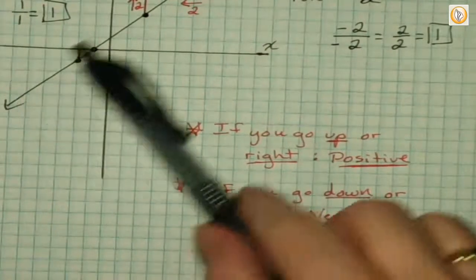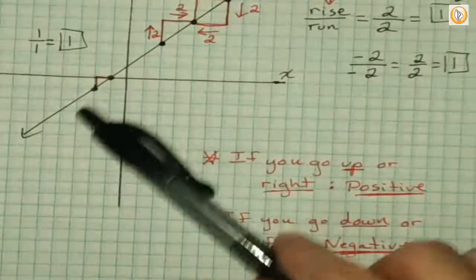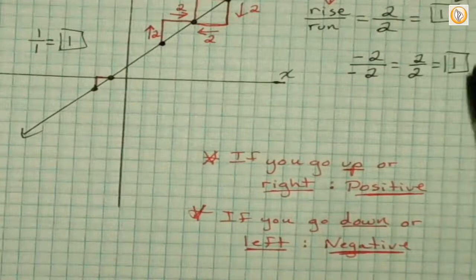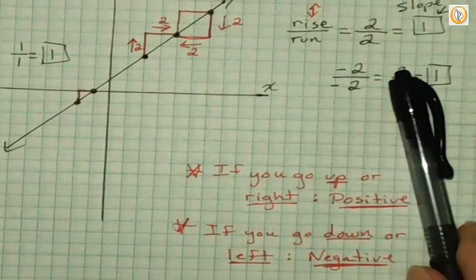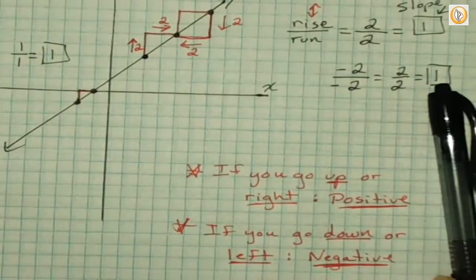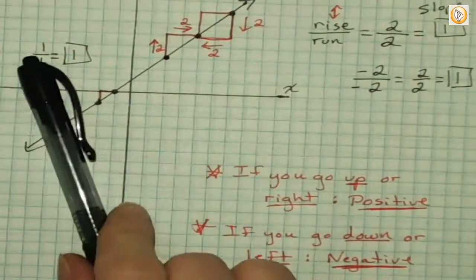So what's the slope of this particular line? 1. It's 1. The slope is 1. Does everyone see that? How do we get that? What's 2 divided by 2? 1. That's 1. Okay.